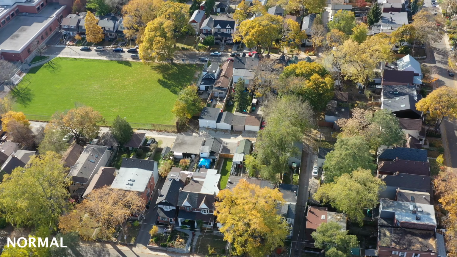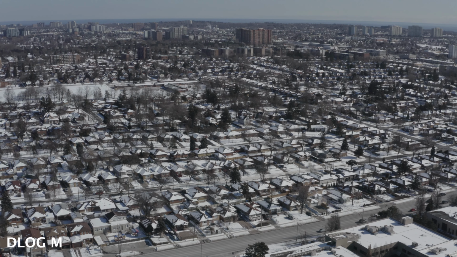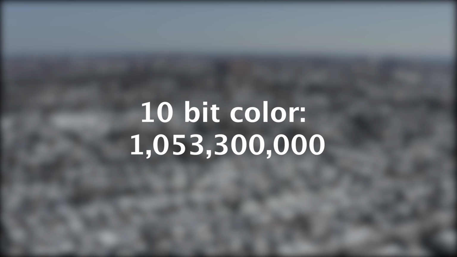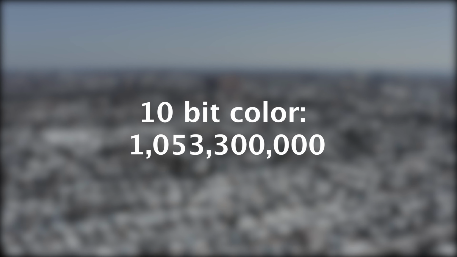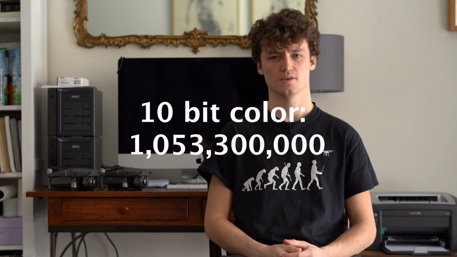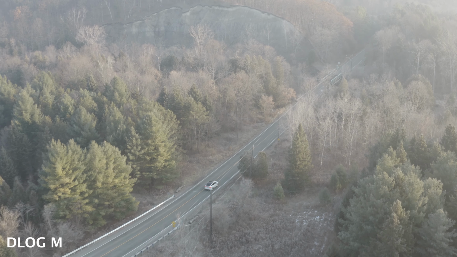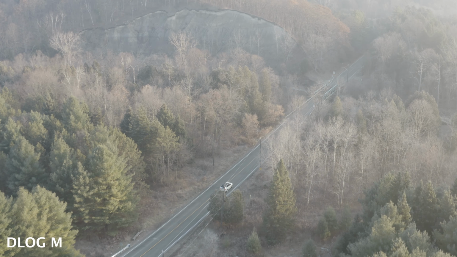In fact, HLG and D-Log-M both shoot in 10-bit color, which means that the HLG and D-Log-M can produce 1,053,300,000 more colors than 8-bit. Sounds like a lot, right? And it is. While normal produces an immediately saturated and graded footage, D-Log-M produces an extremely flat and unsaturated image which right off the camera looks really bad.